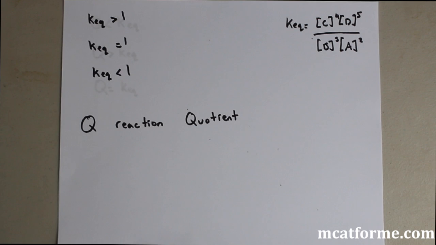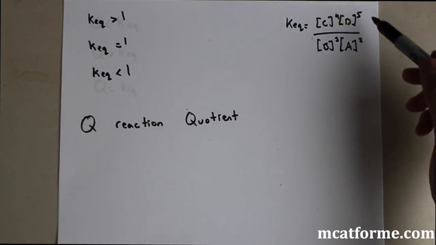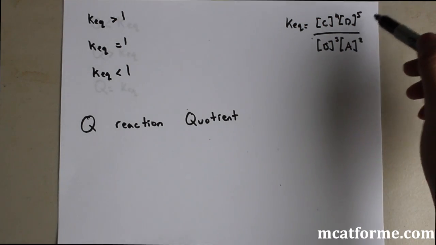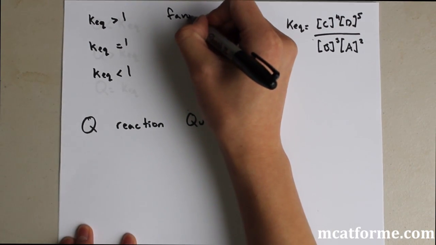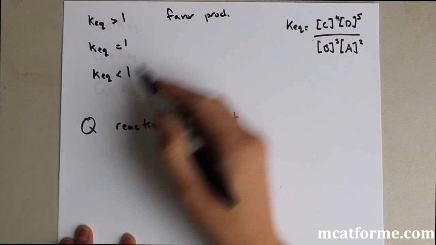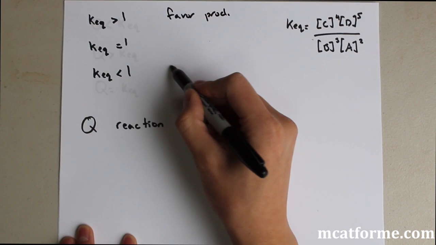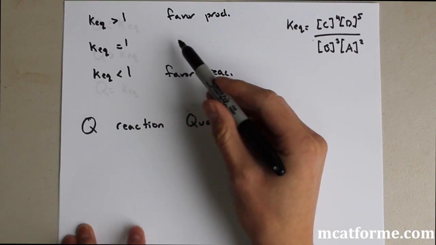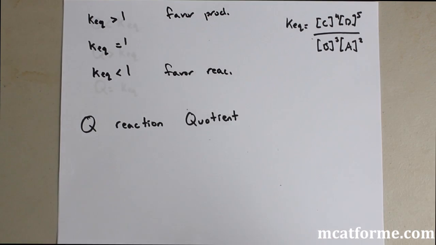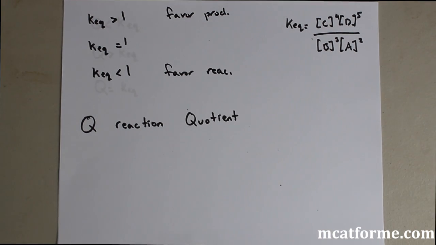If KEQ is greater than 1, that means the numerator is going to be bigger than the denominator, meaning favoring the products. Likewise, if KEQ is less than 1, it's going to favor the reactants. If KEQ equals 1, there is no preference, or neither has a greater bias. You're not favoring either the products or the reactants. And remember, KEQ is always at equilibrium.